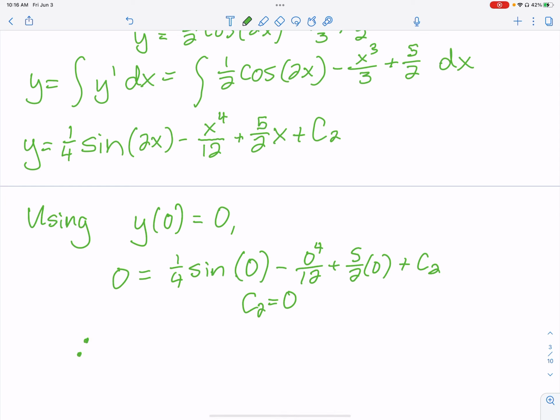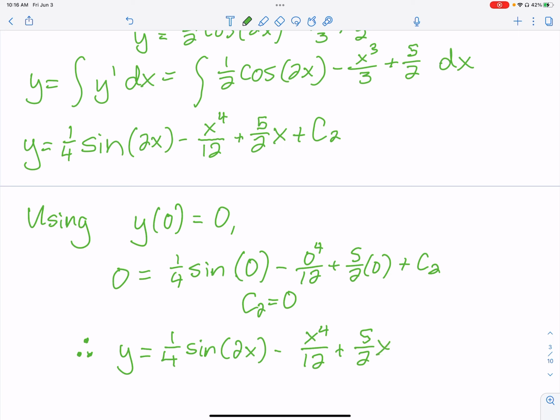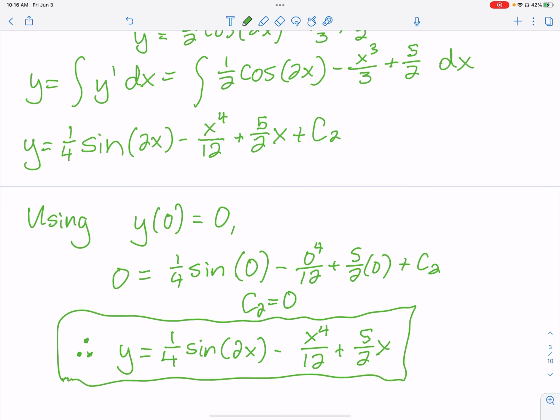Therefore, we're done. We have y. y is equal to 1/4 sine of 2x minus x to the fourth over 12 plus 5 over 2 x. And then c2 is 0, so I'm just going to leave it off. So there is my solution. Try to make a box there. There we go.